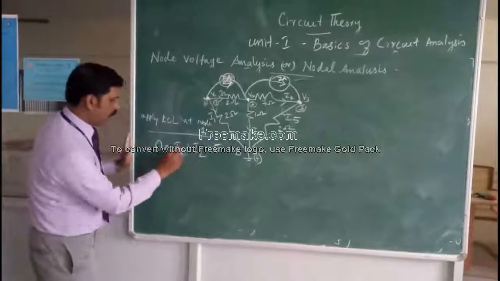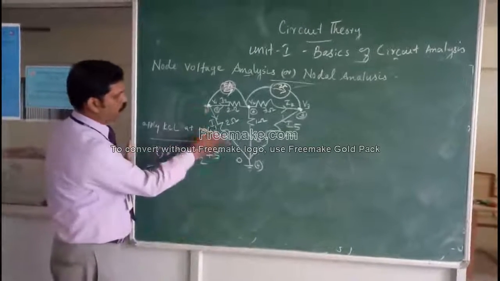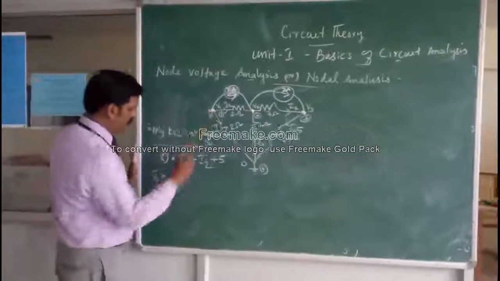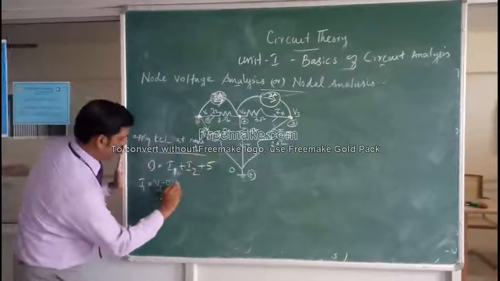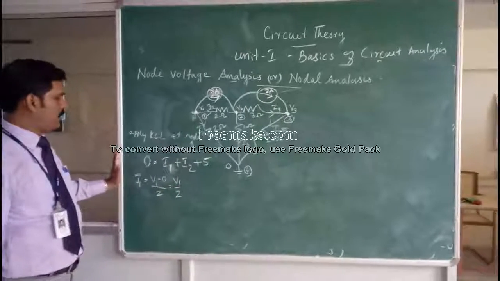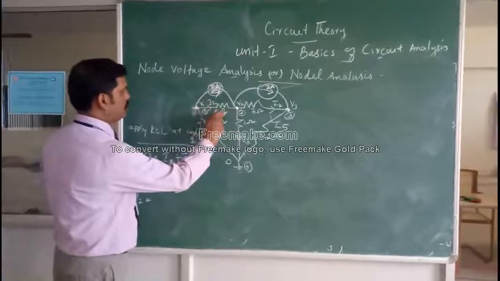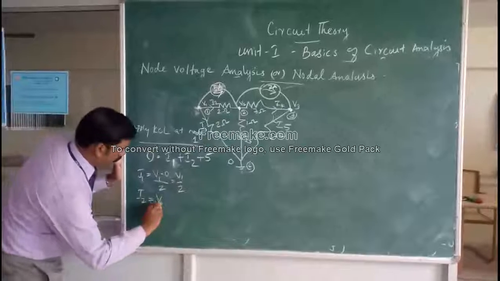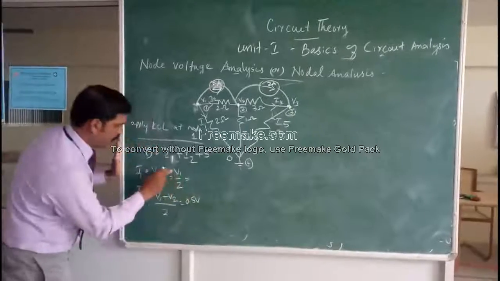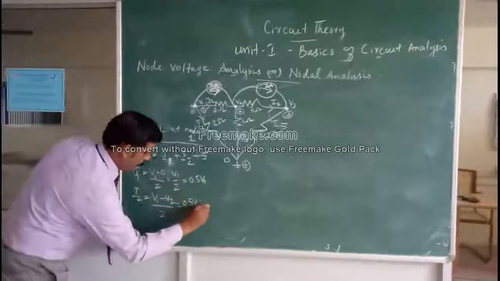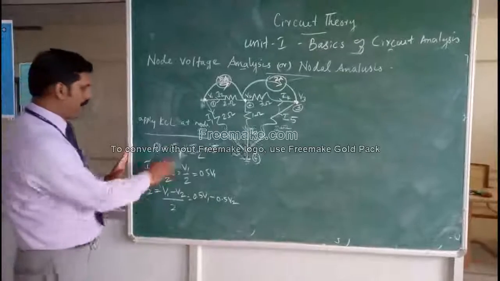Now we can find what is I1 and what is I2. I1 is the current flowing through 2 ohms between V1 and the reference node, that is 0. So V1 minus 0 divided by R, as per Ohm's law, V by R is your I. So V1 by 2 is your I1. Next, I2 is between V1 and V2, so nodes 1 and 2. It can be taken as V1 minus V2 divided by that particular resistance, 2 ohms. So it is 0.5 V1 minus 0.5 V2. So I2 is formed.